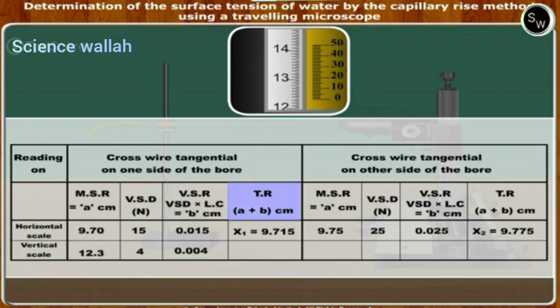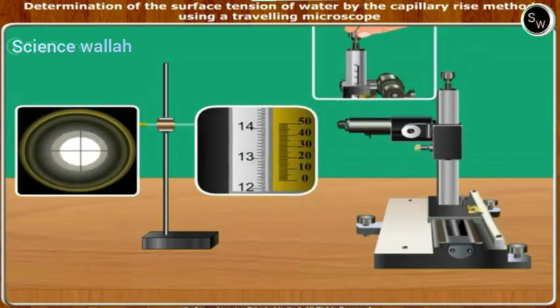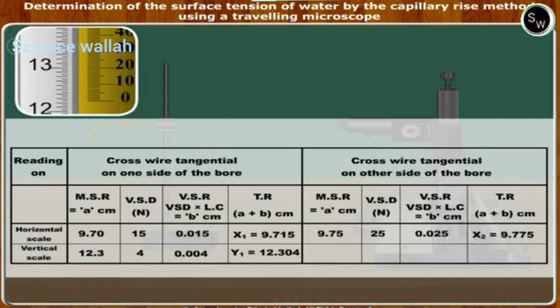Hence, the total reading Y1 is equal to A plus B is equal to 12.3 plus 0.004 is equal to 12.304 centimeter. With the fine adjustment screw, move the microscope tube so that the horizontal crosswire is now tangential to the bore at the diametrically opposite point. Note the corresponding microscope reading Y2.